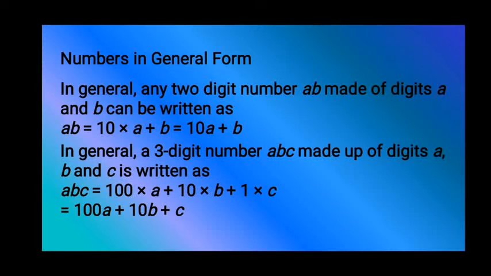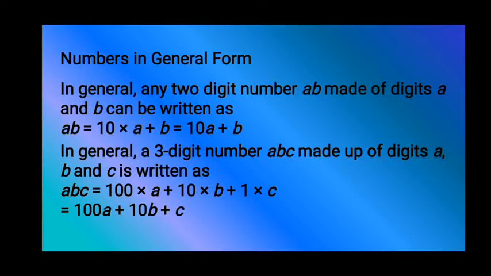A number in general form, a 2-digit number or a 3-digit number, is made up of A and B. Here in the first case, A stands for the number in the tens place and B stands for the number in the ones place. Therefore, AB is 10A plus B. Why 10A? Because it is in the tens place. B is in the ones place, so 1 multiplied by B gives you B. So AB is a number which represents the digits of the number.